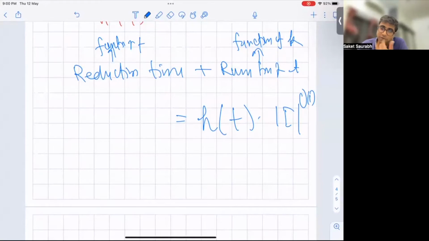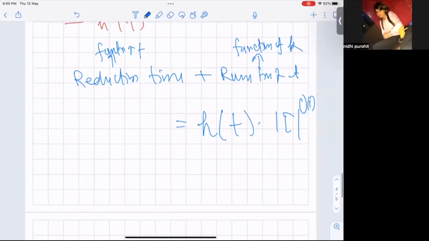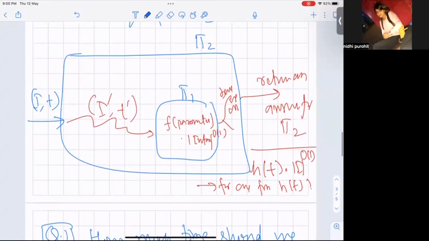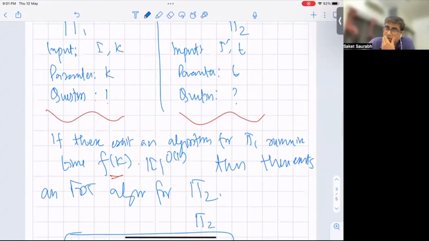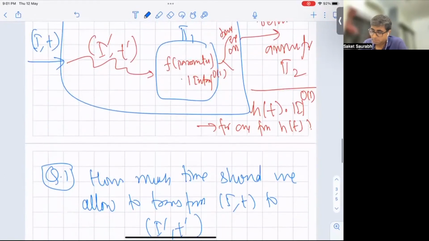Why should it be a function of k, Nidhi? It's given that problem pi1 can be solved in FPT in k. Okay, very good.